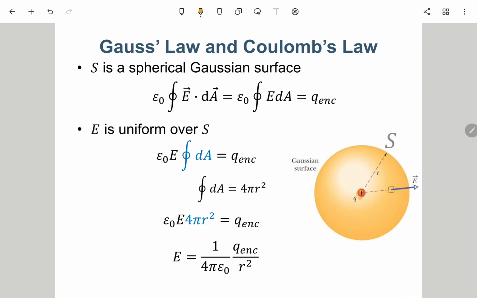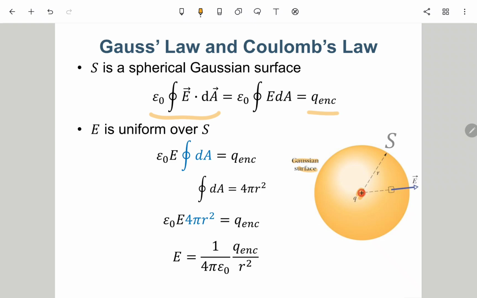suppose we have a positive charge here, and then we define a Gaussian surface, which is a sphere. So this charge Q is at the center of this spherical Gaussian surface. In this case, we try to apply the Gauss law for this Gaussian surface. So we have epsilon naught times the integration of E dot dA equals Q enclosed, which is the Gauss law itself.